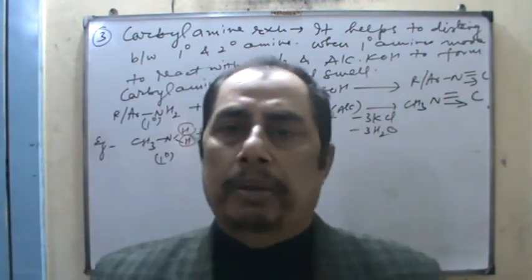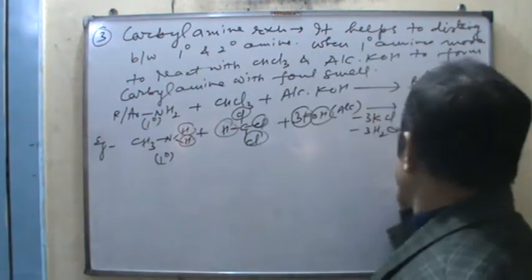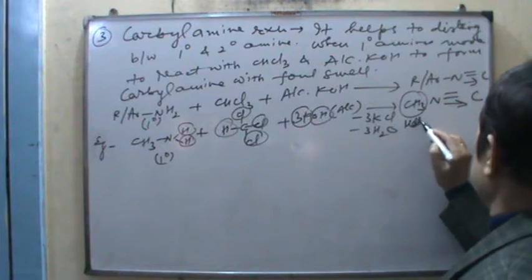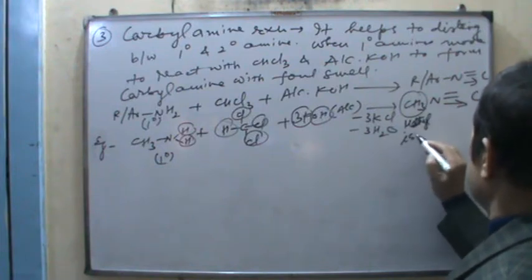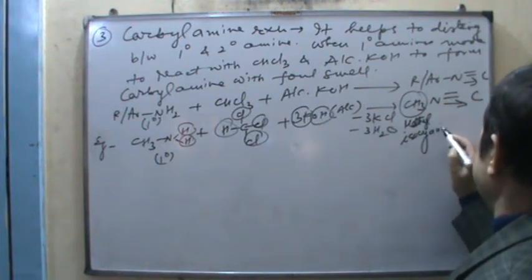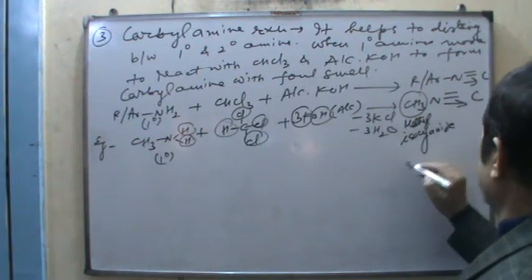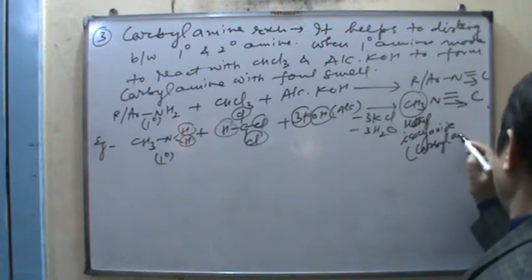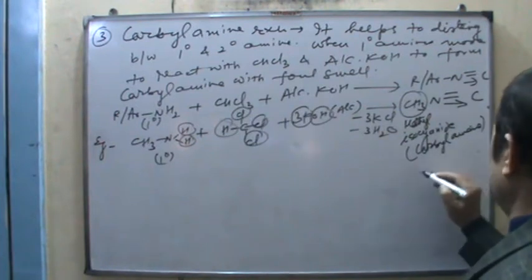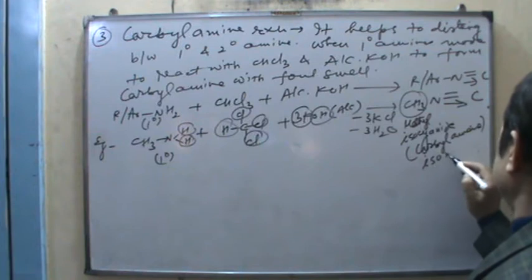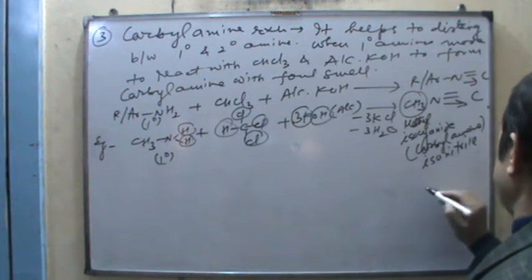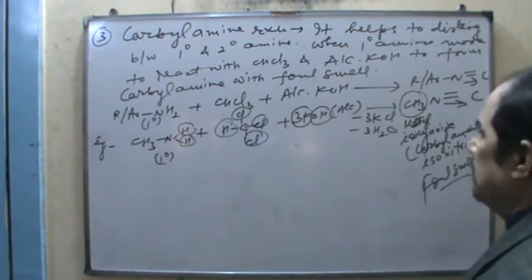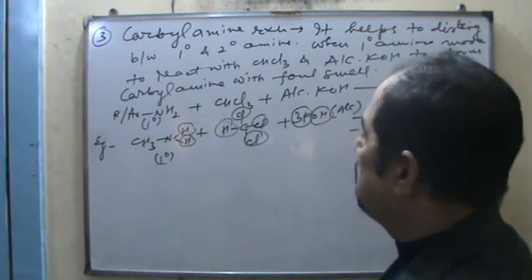What is the nomenclature of this compound? Yes, the nomenclature is methyl isocyanide, or you can say methyl carbylamine, or you can say methyl isonitrile with foul smell. Right, this is the recognition of primary amine.